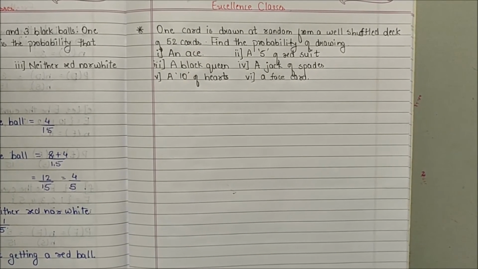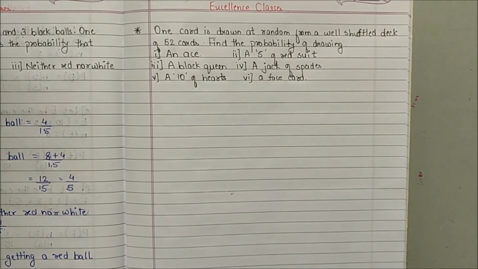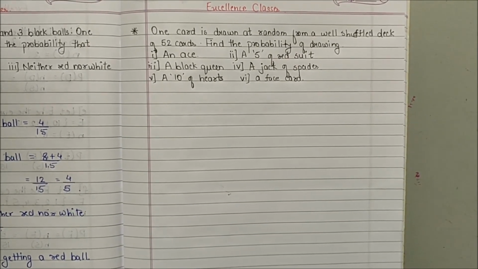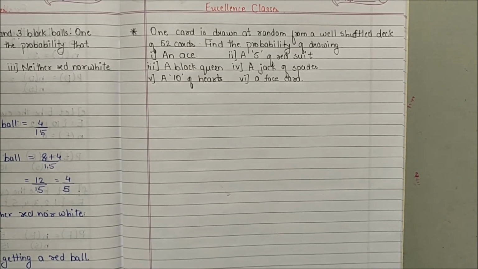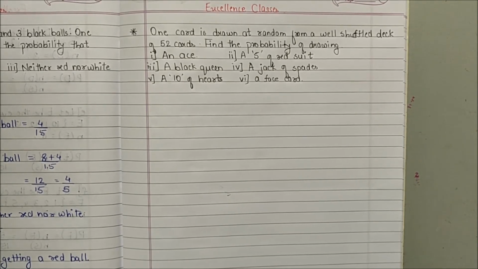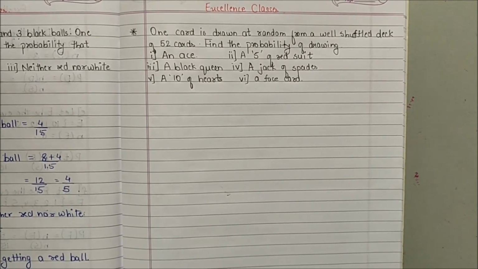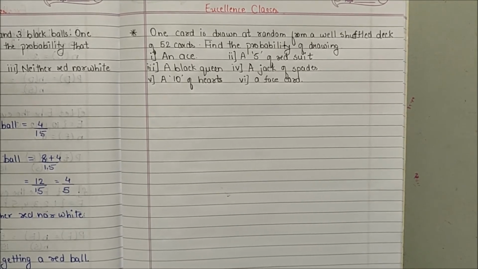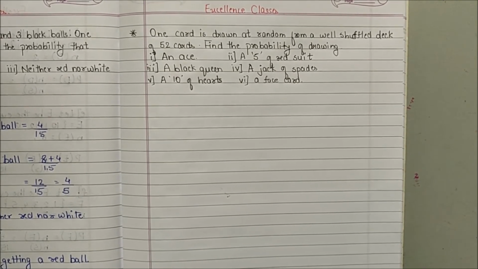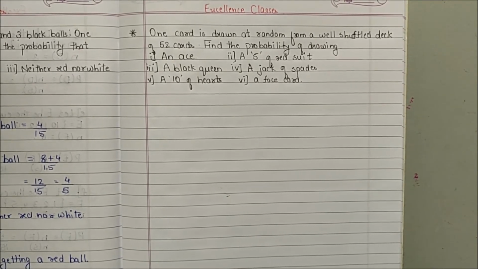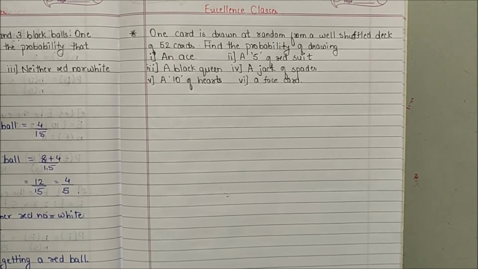Now the next example that we can see here is related to cards. Let us just read the question. One card is drawn at random from a well shuffled deck of 52 cards. Find the probability of drawing an ace, a 5 of red suit, a black queen, a jack of spades, a 10 of hearts and a face card. This is the question that has been given.